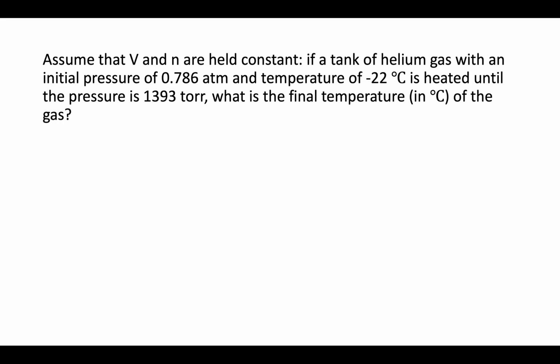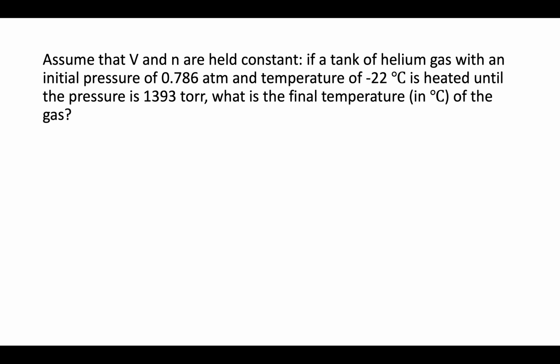All right, this question says, assume that V and N are held constant. If a tank of helium gas with an initial pressure of 0.786 atmospheres and a temperature of -22 degrees Celsius is heated until the pressure is 1,393 torr, what is the final temperature in degrees Celsius of the gas? Okay, so out of everything I just read, what I understood is there's more than one temperature, pressure, and volume. Got a lot of those.